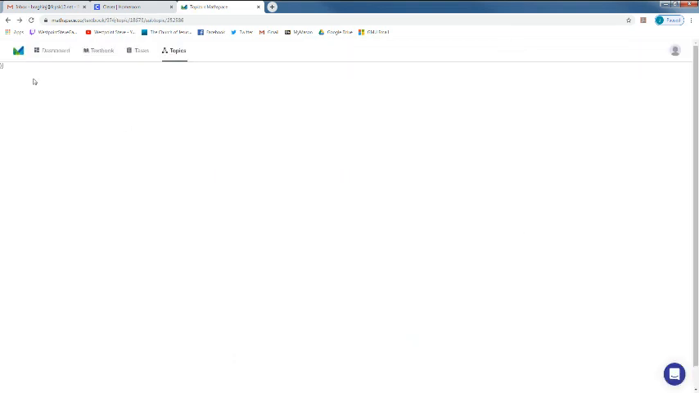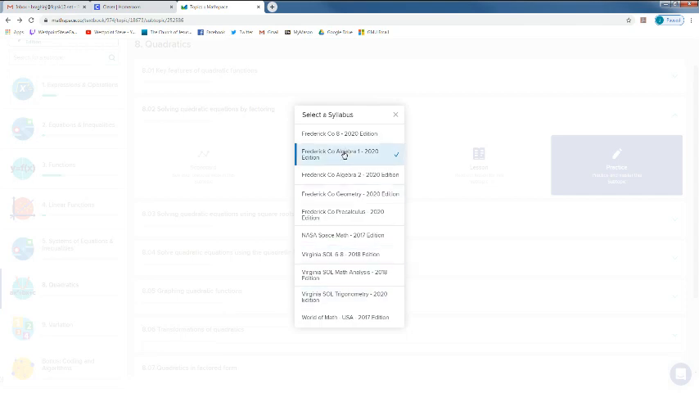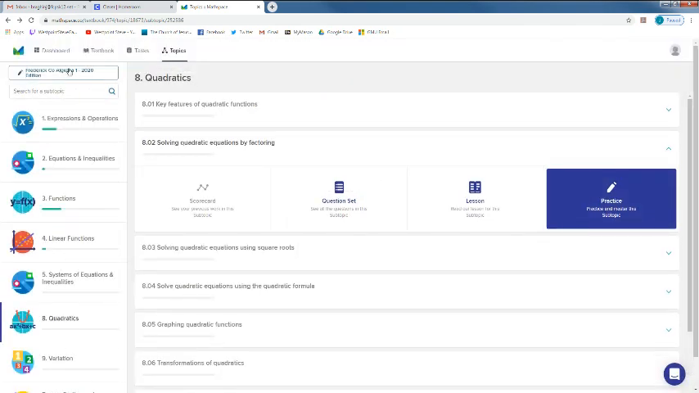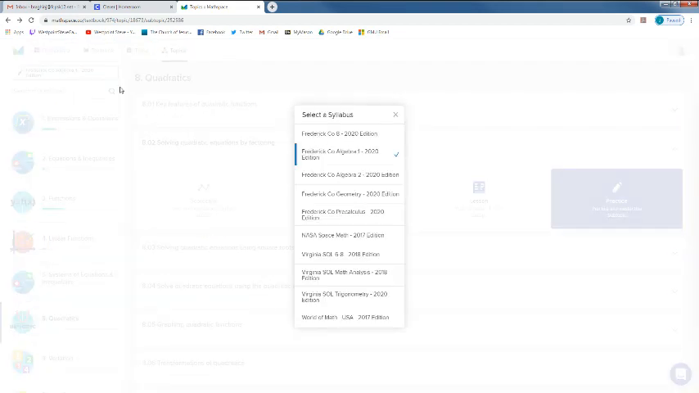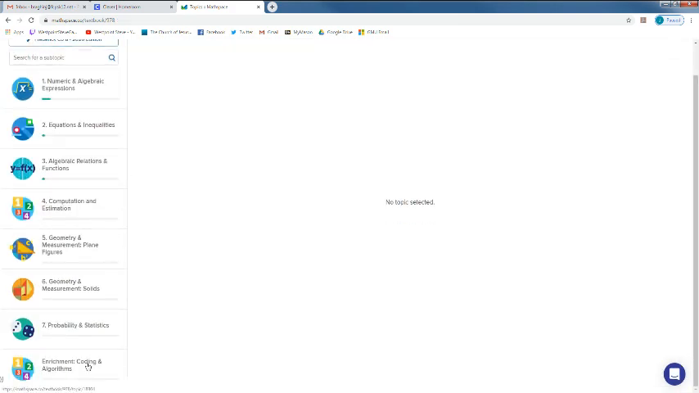All right, so let's move on to Course 3 really quick so the Course 3 kids have a chance to see it as well. If you want to change it, all you got to do is click right here to edit and change the syllabus that you want. And I'm going to pick this one. I'm going to pick the Frederick County 8 2020 edition. And again, the same thing happens here where you can pick problems out of what we're doing.